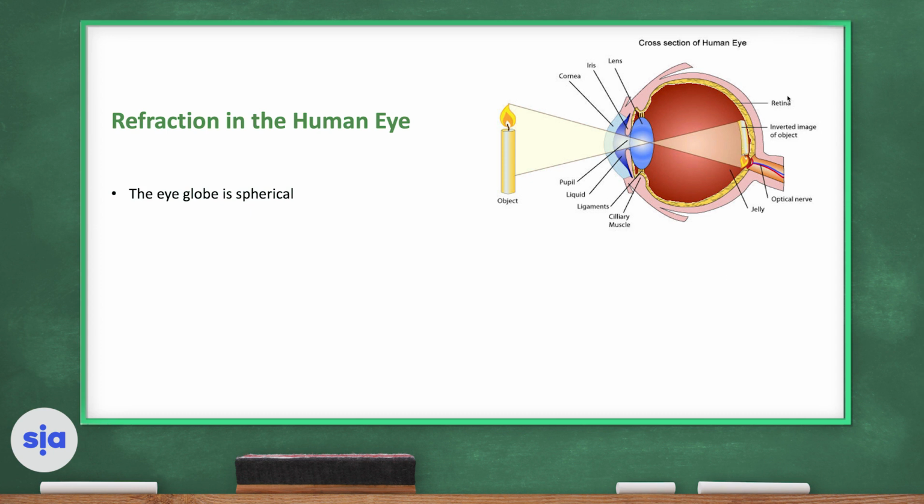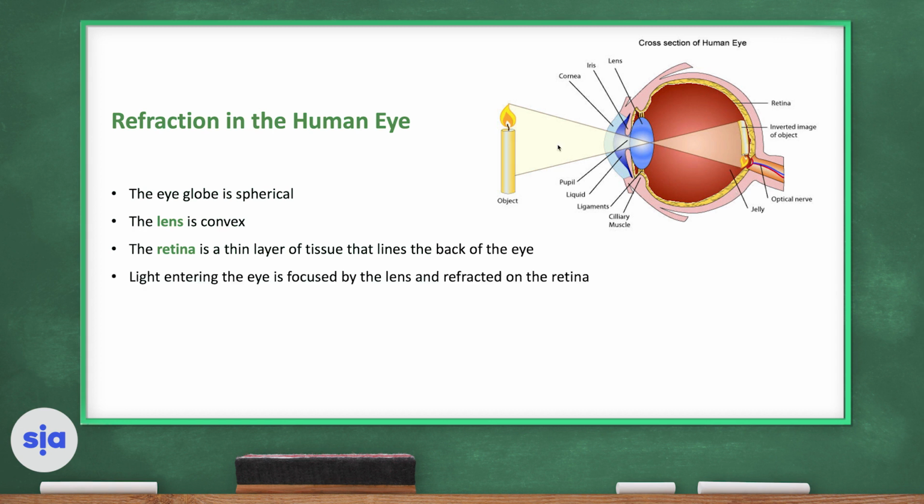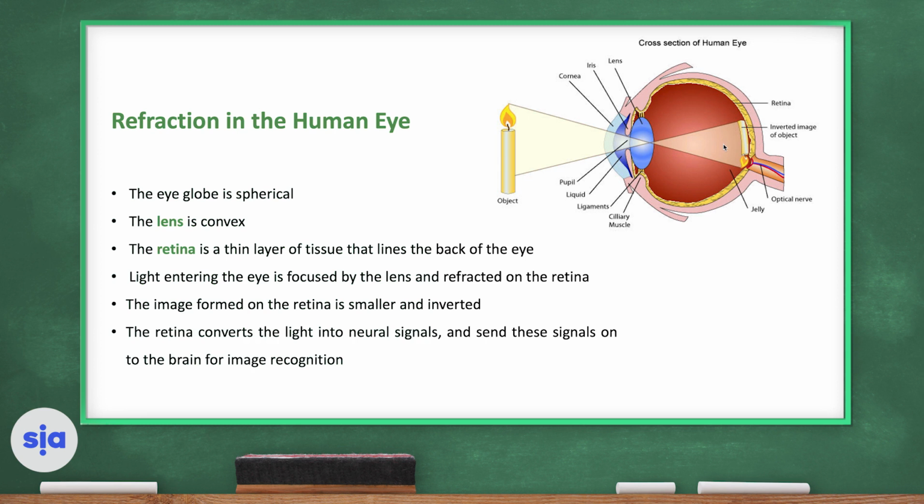So the eye globe, let's see together, is spherical. It's like a sphere. The second piece of information is that the lens is a convex lens. The retina is a thin layer of tissue that lines the back of the eye. Light enters the eye through the cornea first and the pupil, and it's focused by the lens and refracted on the retina. The image formed on the retina is small and inverted.